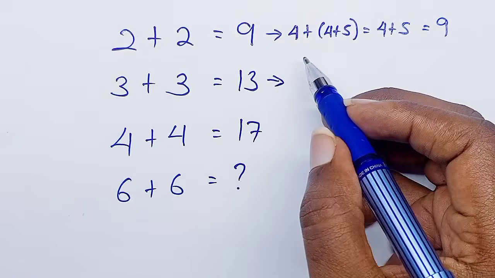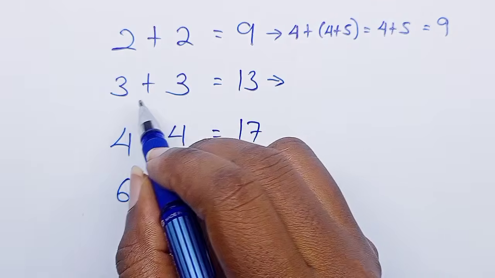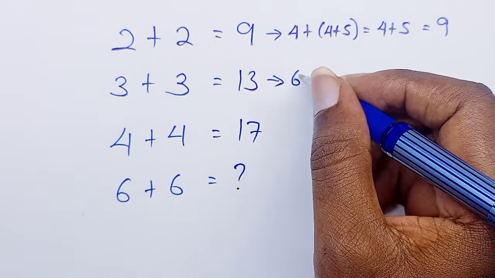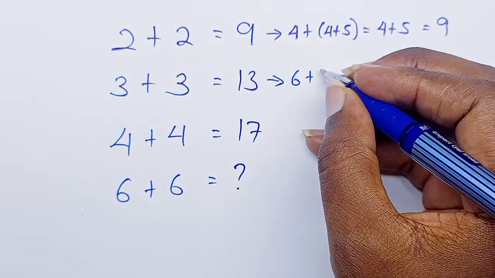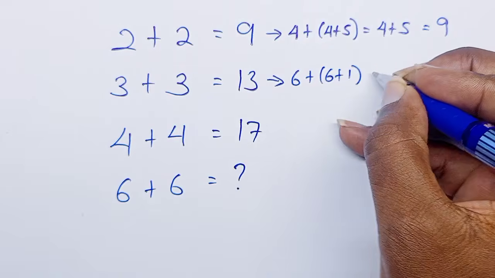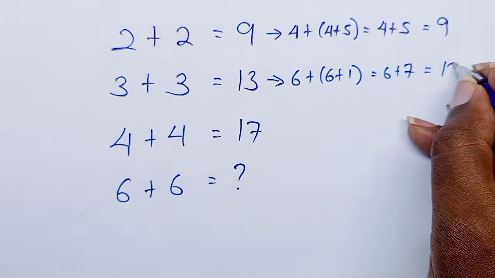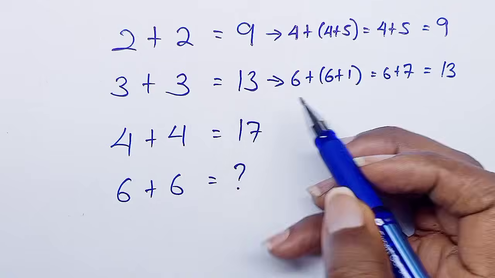Also here, we shall get 3 plus 3. You add the two terms first. 3 plus 3 is 6. Then add 6 to its successor, which is 6 plus 1. Okay? So it is 6 plus 7, which is 13, which is here. That's how they got that result.